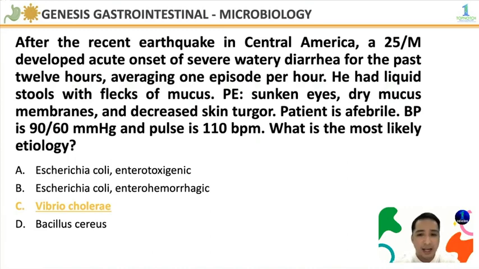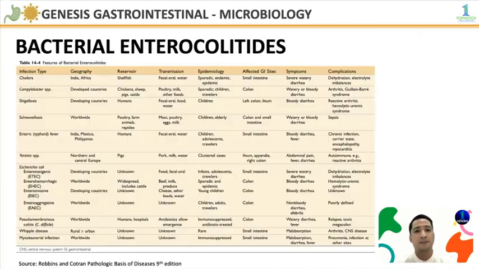Most likely, the answer to this is Vibrio cholera because of the severe watery diarrhea and physical examination. Very important to take note of the degree of dehydration of the patient. Is the patient suffering from acute gastroenteritis with no dehydration, mild dehydration, or severe dehydration? It depends, of course, on the vital signs of the patient. With this patient, most likely the patient is suffering from moderate to severe dehydration. So the causative agent is Vibrio cholera.